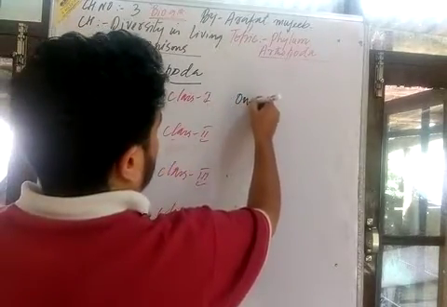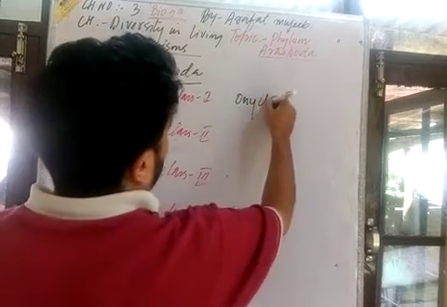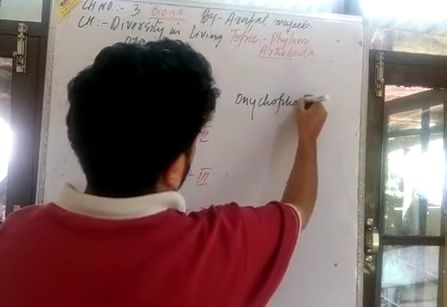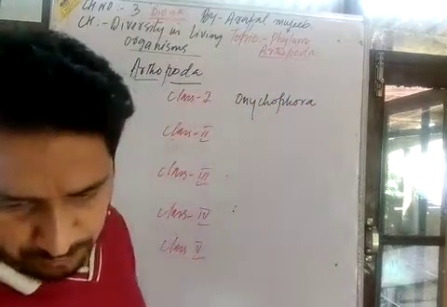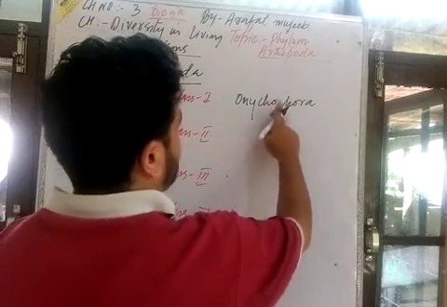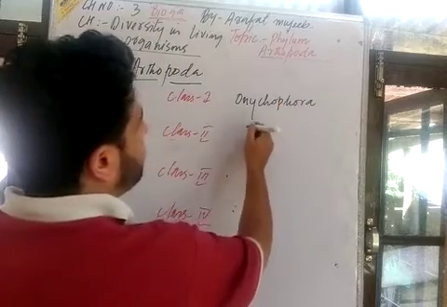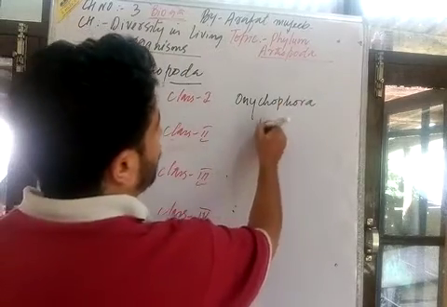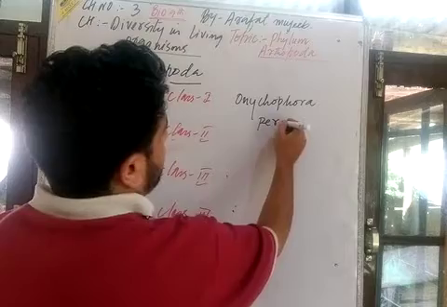Onychophora. इसमें आता है primitive type of arthropod जिसका नाम है Peripatus.